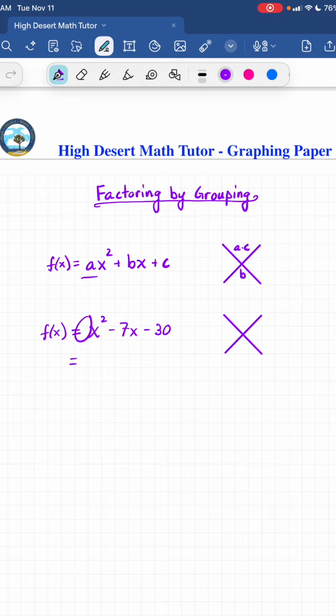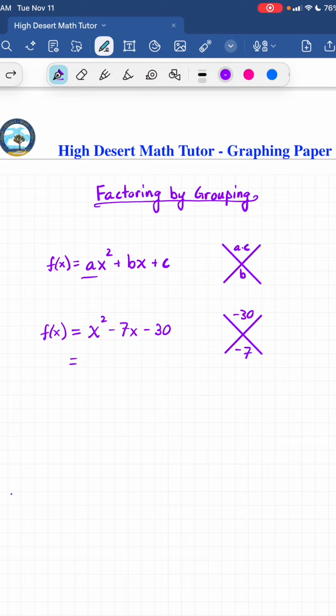In front of x squared, for A, we have 1. For C, we have negative 30. So 1 times negative 30 is negative 30. Now, we want to take whatever B is, the number in front of x, put that on the bottom, negative 7. Now, what numbers multiply to negative 30 and add to negative 7?